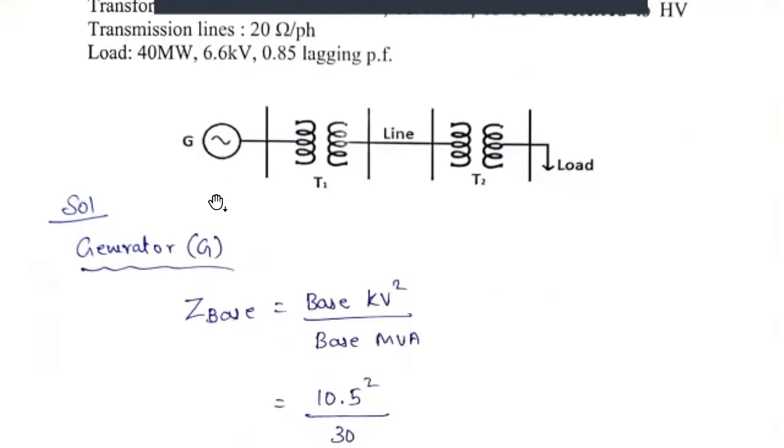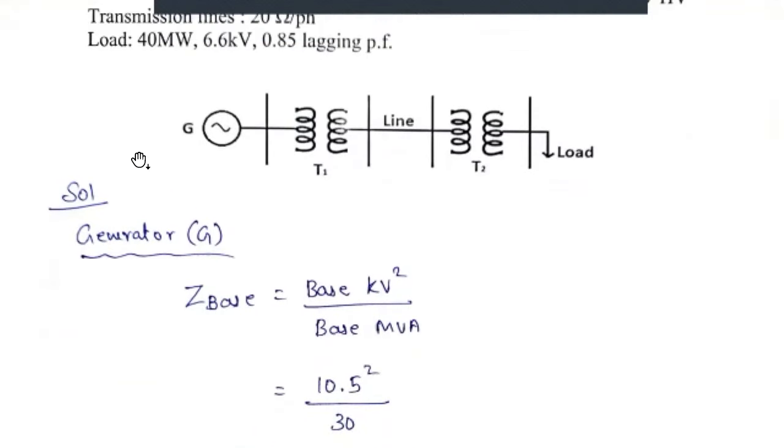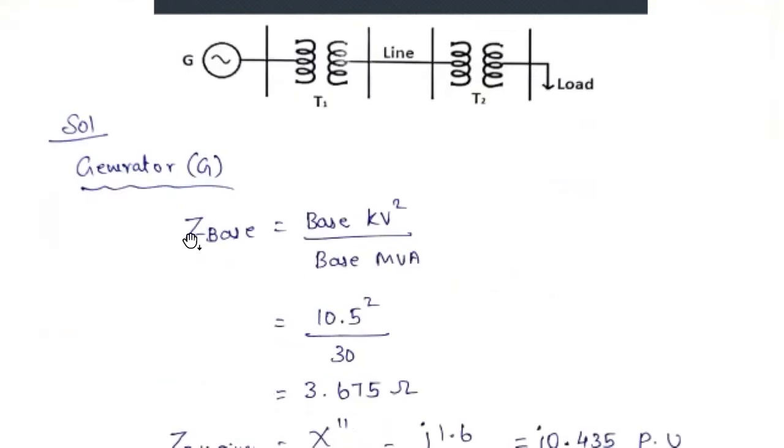Next, what is the solution? For the solution, first we'll take the generator because we are starting from left to right. So we are taking a generator G. Z base is equal to base kV square divided by base MVA. Already we have seen how to derive this. If not, go back to my previous classes and see this formulation and come back to this class. I'll give that class also in the description so that you can watch it. Z base is equal to base kV square divided by base MVA.